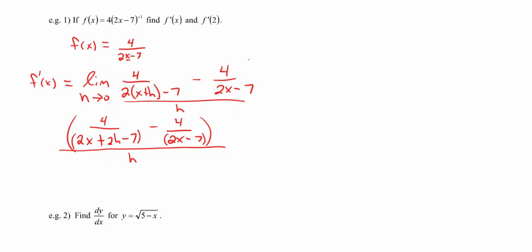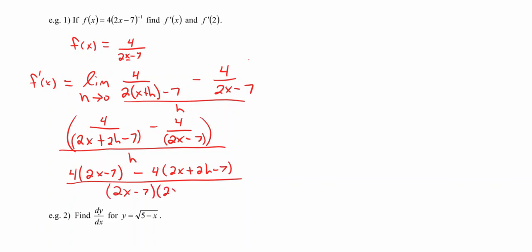So this would become 4, and then multiplying it by this bottom, right? Because I have to multiply both sides. So 4 times (2x minus 7), and then minus, and then the next part, 4 times (2x plus 2h minus 7), all over, and then all over our common denominator, right? So (2x minus 7), and then (2x plus 2h minus 7). Okay, and then that was all over h, right? That was all over h.